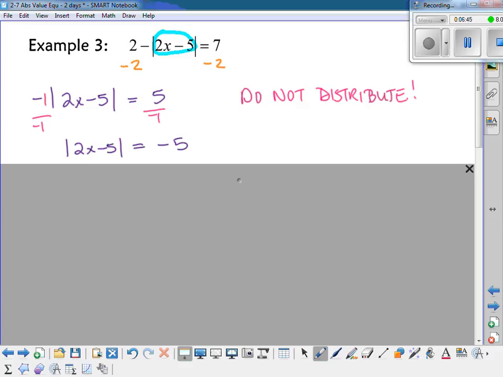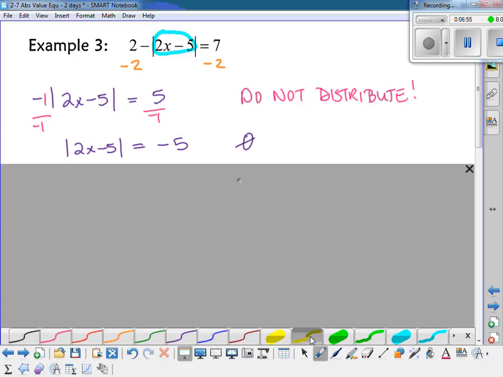And so alarm bells should be going off again. I've got a negative number there. Something positive can't possibly equal something negative, so there is no solution again.